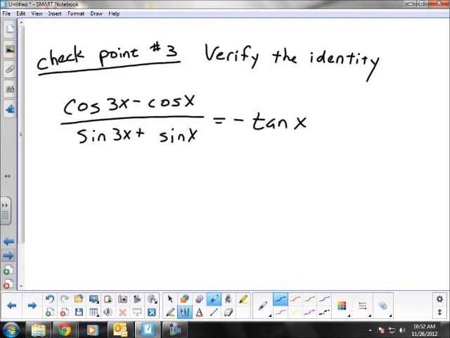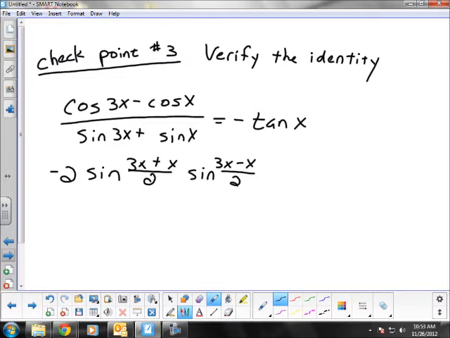So the more complicated side is this side, right? We're going to work on the left-hand side. And so that's the cosine of two different angles that are subtracted from each other. So I'm going to go to my little formula page, and I'm going to look and see that anytime I've got the cosine of two different angles that are subtracted from each other, that turns into negative 2 times the sine of the first angle, which is 3x, plus the second angle, which is x, over 2, times the sine of the first angle, which is 3x, minus the second angle, which is x, over 2.